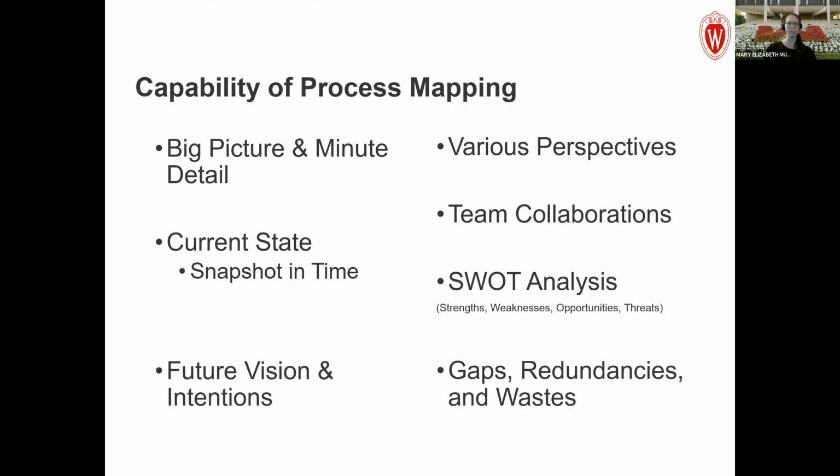A few capabilities of process mapping include being able to see both the big picture and the minute detail, identifying your current state in a snapshot in time of that process, as well as start identifying future vision and intentions. It allows for various perspectives and team collaborations, helps you build a SWOT analysis of your strengths, weaknesses, opportunities, and threats, as well as identify gaps, redundancies, and wastes to work on at a later time.